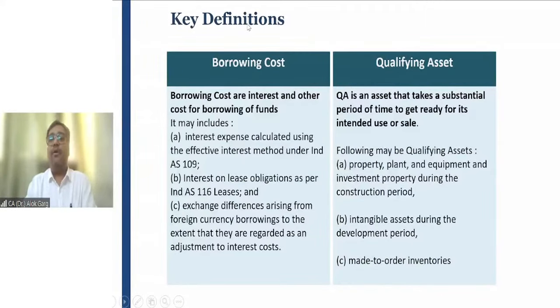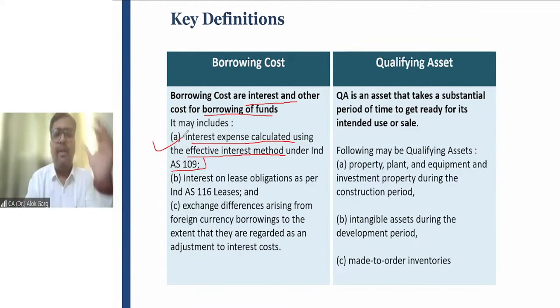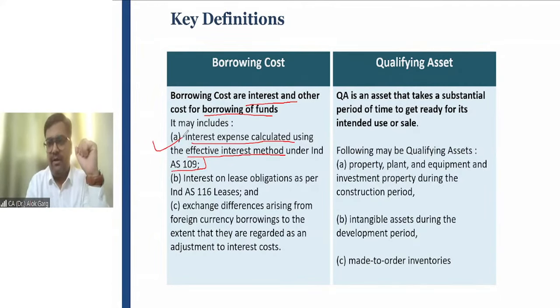Friends, now borrowing costs are of four types. Borrowing costs are interest and other costs for borrowing of funds. It may include interest expenses calculated using the effective interest method under Ind AS 109. Sir, what does it mean? First of all, when I'm saying borrowing costs are of four types, number one is direct interest cost, number two is ancillary cost like processing fees, right?